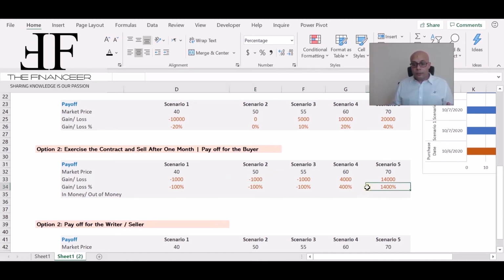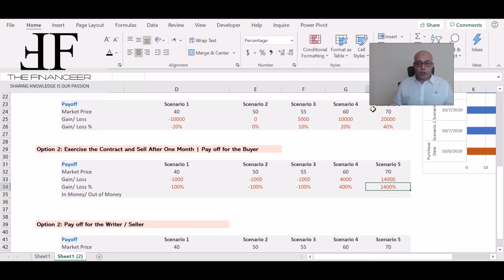You might achieve 1,400% gain on your investment if the price in the market is 70. Compare it with scenario number 5 in the first option, which is to purchase from the market directly. In the same scenario, you are achieving 40% gain. But in the option contract, you are achieving 1,400% gain. And that's why the option contract will help you to limit the investment that you are paying.